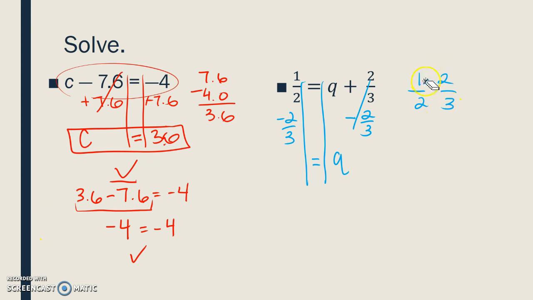So here, when we are subtracting fractions, we need to make sure that we have a common denominator. So to make our common denominator, we need them to be 6's. So this should be 4/6 and 3/6. So then 3/6 minus 4/6. I'm going to look at my numerator, 3 minus 4. I get -1. Denominator stays the same. So it's -1/6 equals q. And that's our answer there.